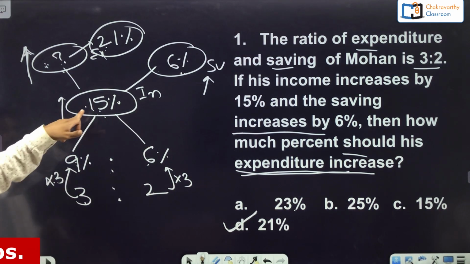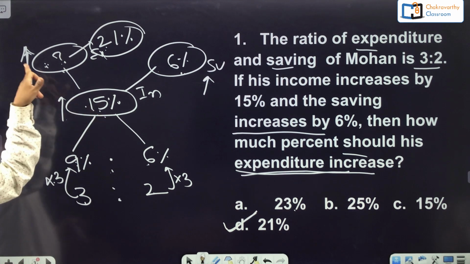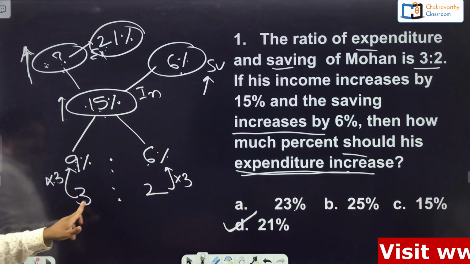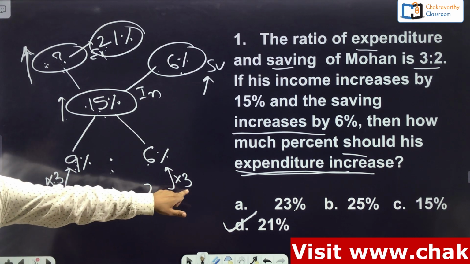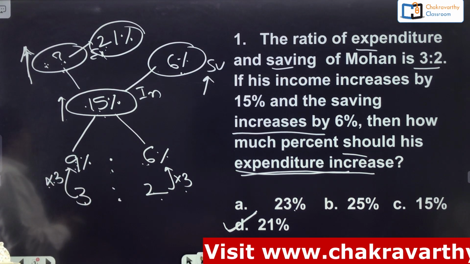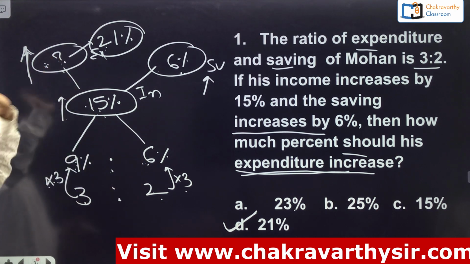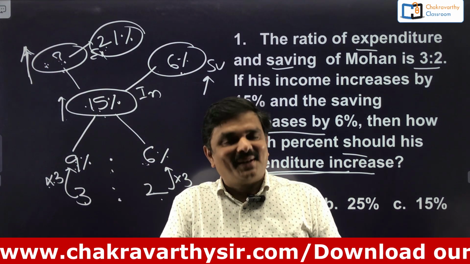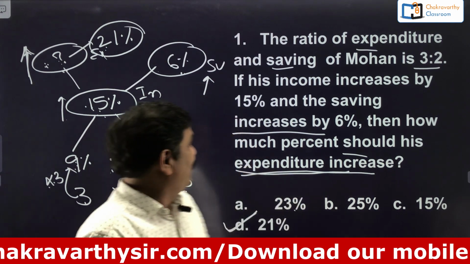The first rule is that the mean value should be income, with expenditure and saving on the sides. Of course, I have to find out this one. I got 9%. Already I know the ratio, into 3. Here also into 3, that is 6. Now 15 plus 6, my answer is 21%. As simple as this one. Hope this is clear for all of you, right? Now go for the next question.